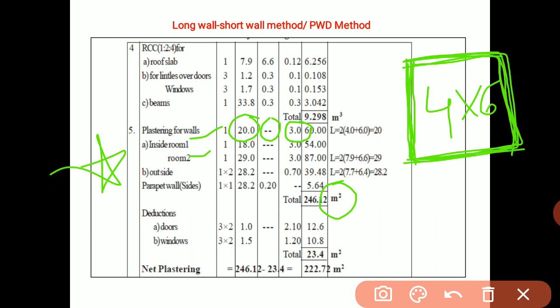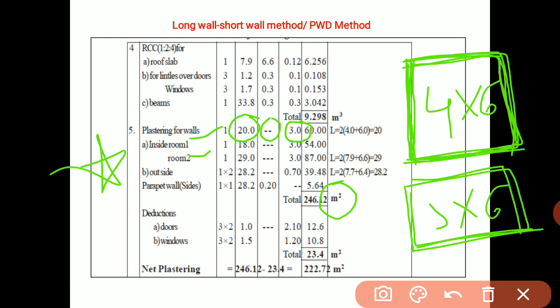Similarly for the second room, that is 3 meter by 6 meter, so 3 plus 3, that is 6, and 6 plus 6, 12, then 6 plus 12, that is 18. So 18 meter is for room 2, that is the perimeter, multiplied by 3 meter, that is the floor to floor height. Clear?